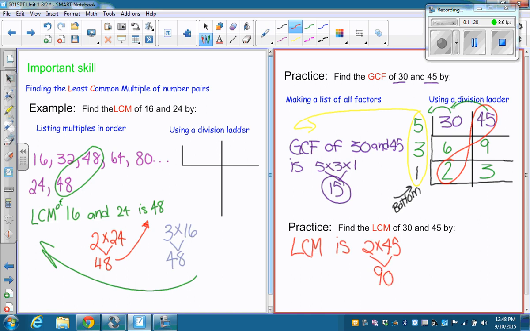And remember, you could have worked this way, 3 times 30. And you still get 90.